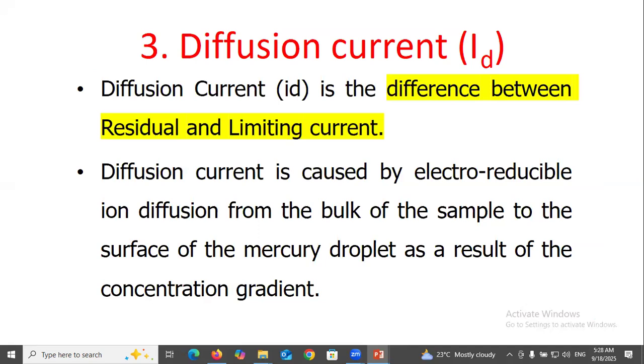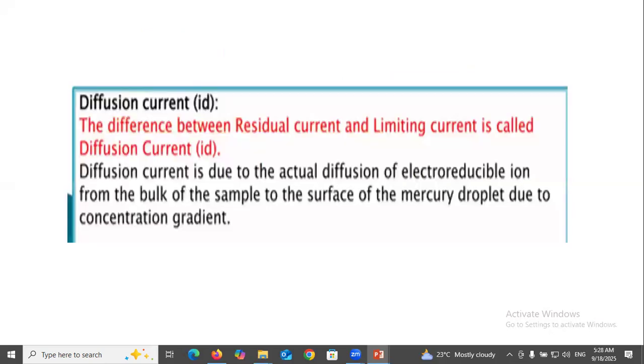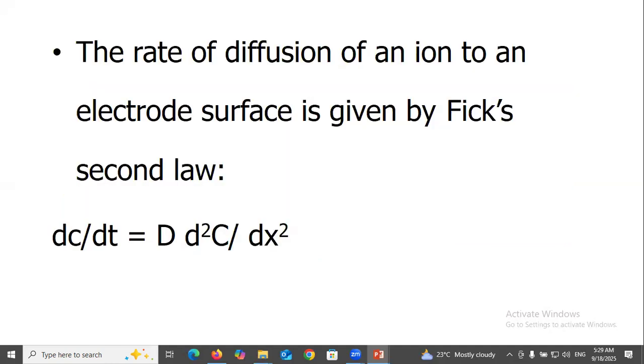Diffusion current is the difference between the limiting and residual current. Diffusion current is caused by the electroreducible ion diffusing from the bulk of the sample to the surface of the mercury droplet as a result of the concentration gradient. It is due to actual diffusion of the electroreducible ion from the bulk of the sample to the surface of the mercury droplet. The rate of diffusion of an ion to the electrode surface is given by Fick's law.